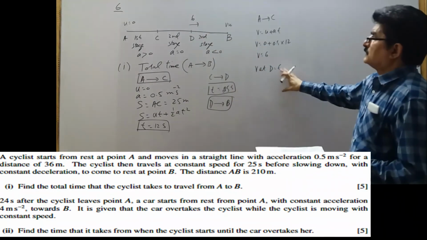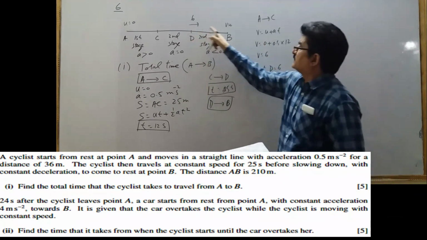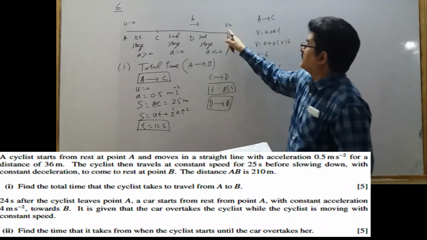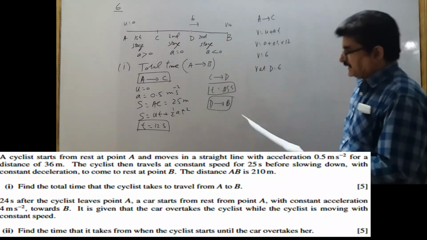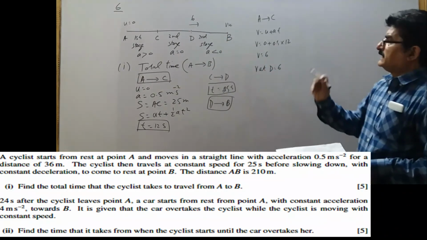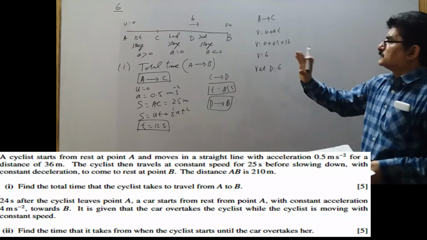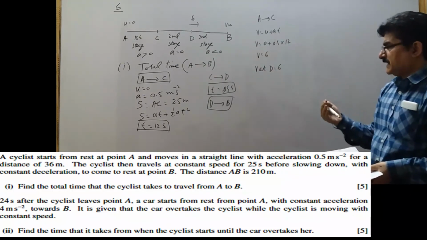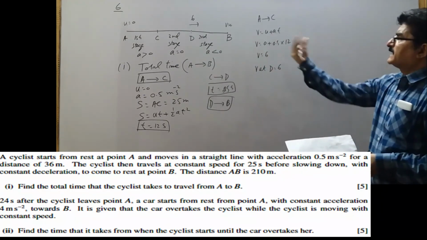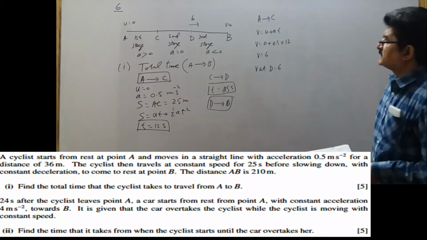But we have only two quantities for this stage of motion. We have initial velocity, we have final velocity, and we need to find time. So we need a third quantity, because to apply equations of motion you must have three quantities. What can be found? That is the distance.